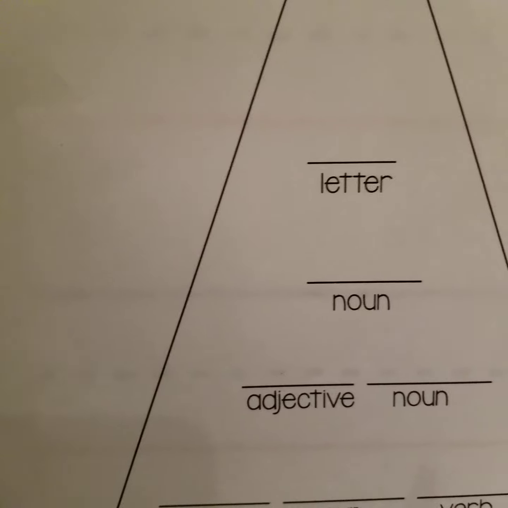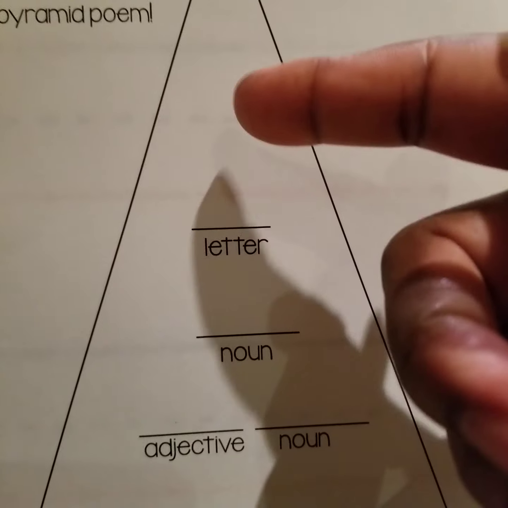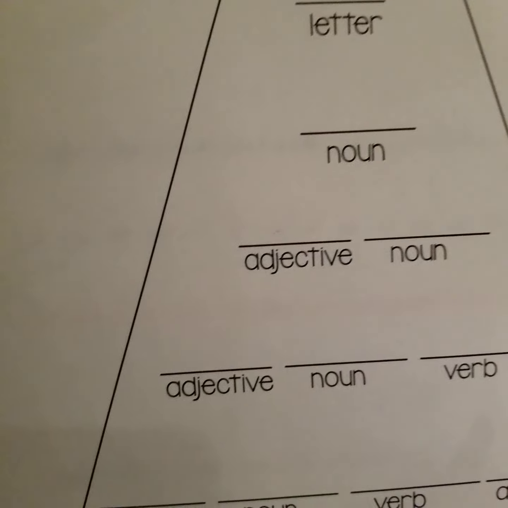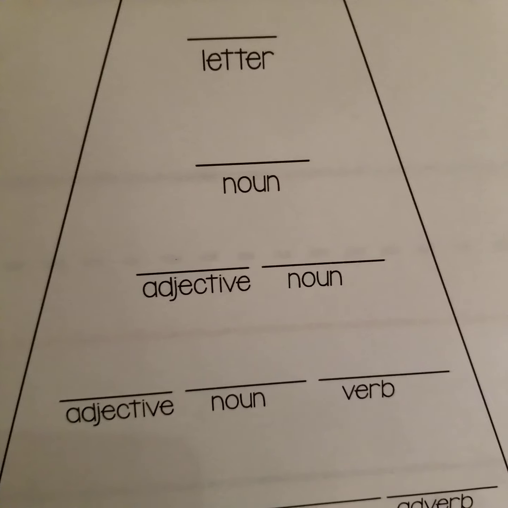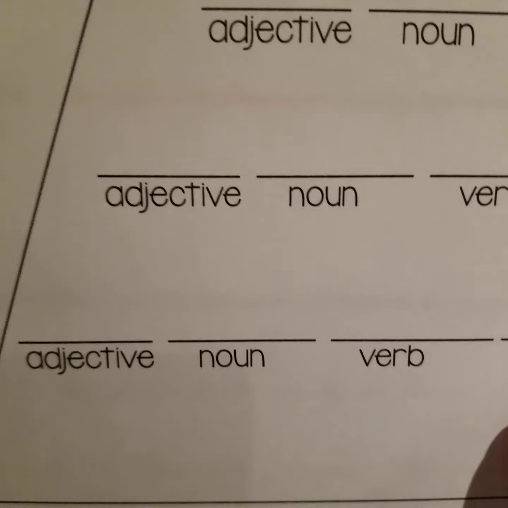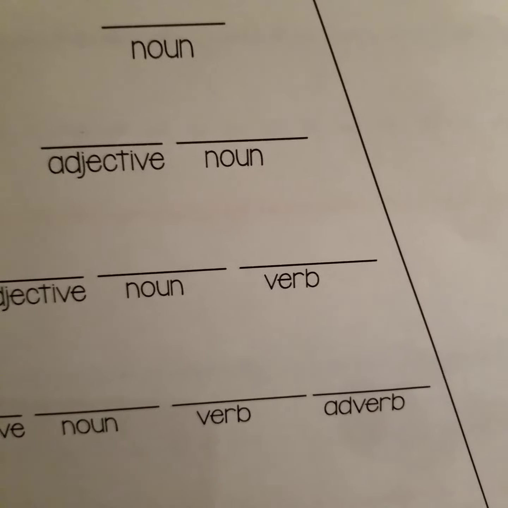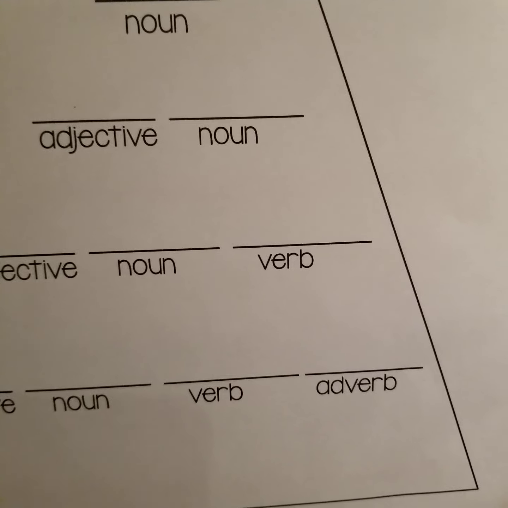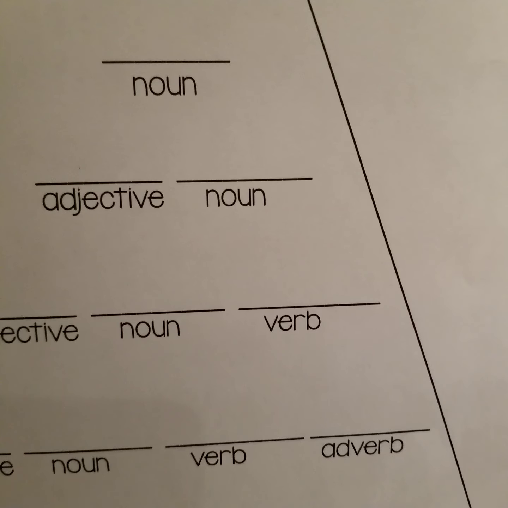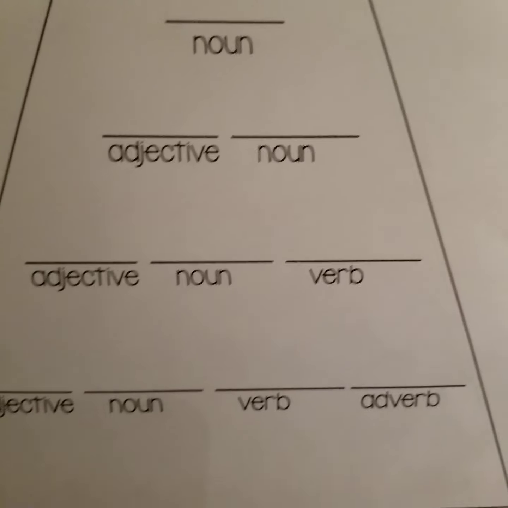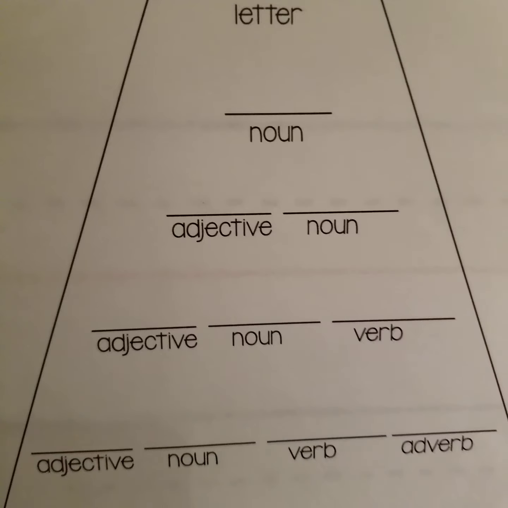Then you repeat it, your adjective, your noun, and give it a verb. But the verb has to start with whatever letter you gave it up here. Then down below, you give it an adjective, a noun, a verb. You're just repeating what you've already written. Then an adverb, and the adverb describes the verb. So if I run, how do I run? I run quickly. If I cook, how do I cook? I cook slowly. So this is the format that you're going to use to write your poem.